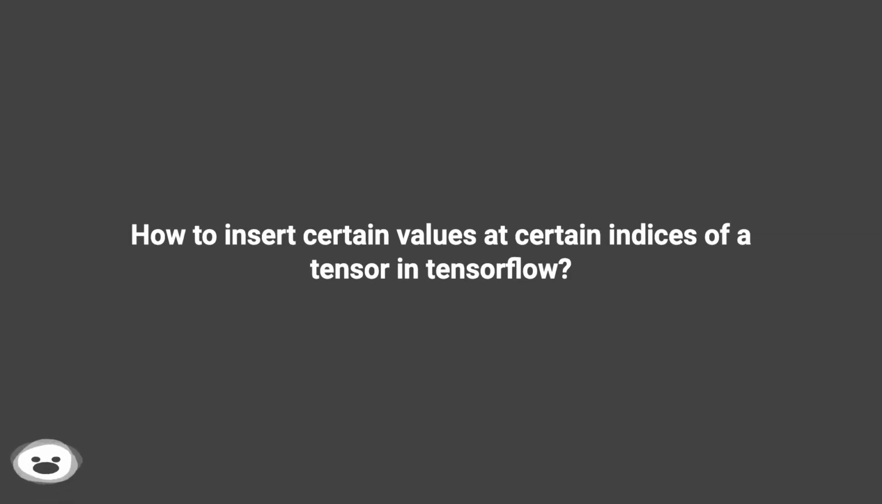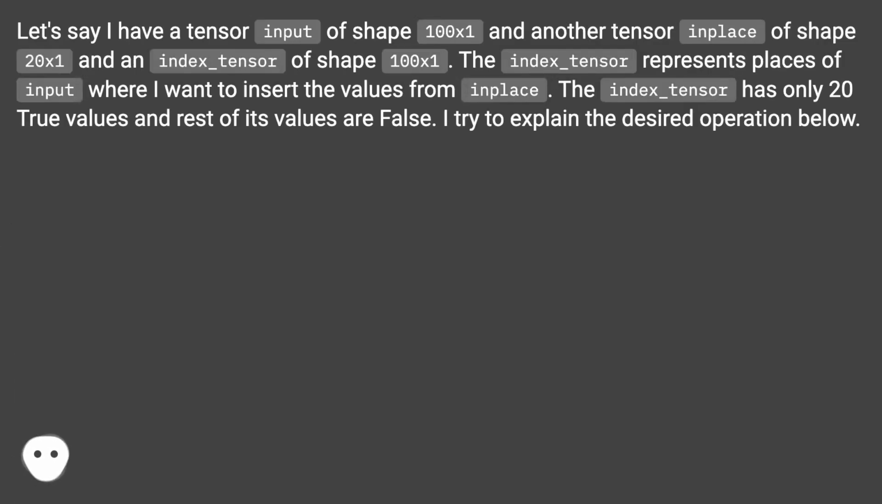How to insert certain values at certain indices of a tensor in TensorFlow? Let's say I have a tensor input of shape 100 by 1 and another tensor in_place of shape 20 by 1 and an index_tensor of shape 100 by 1. The index_tensor represents places of input where I want to insert the values from in_place.